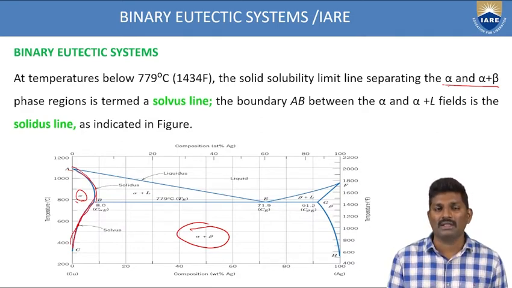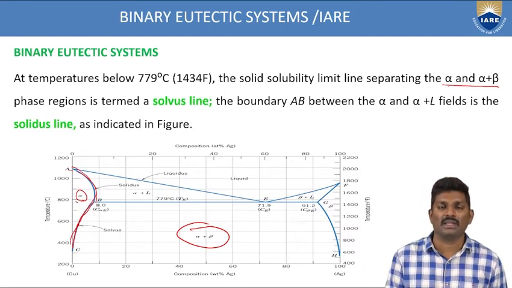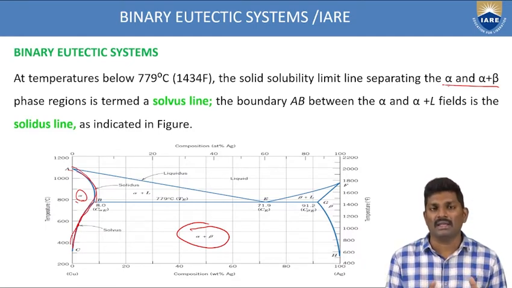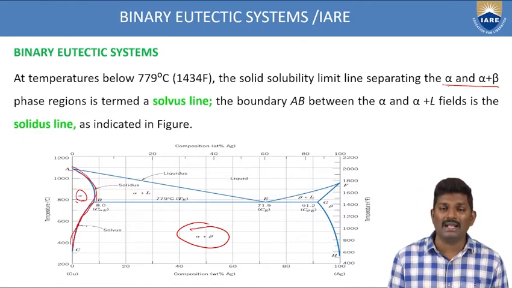So what is the solvus line? The solvus line is nothing but the line dividing the two phases alpha and alpha plus beta, and the solidus line is the line dividing alpha and alpha plus L. That means alpha with some liquid is the solidus line, and alpha plus beta, two solids, represents the solvus line. So that is the difference between the solvus and solidus line. So like this you have to identify.